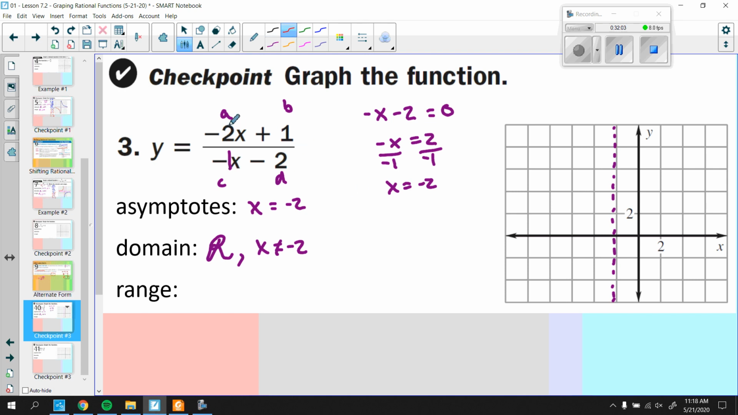For the horizontal asymptote, this one's nice. It's got the x's. They're both the front number, so it's really -2 over -1. So +2. So you'd end up with a horizontal asymptote of +2. So y equals 2. Range-wise, that means we can get all real numbers except 2. So let's graph it.